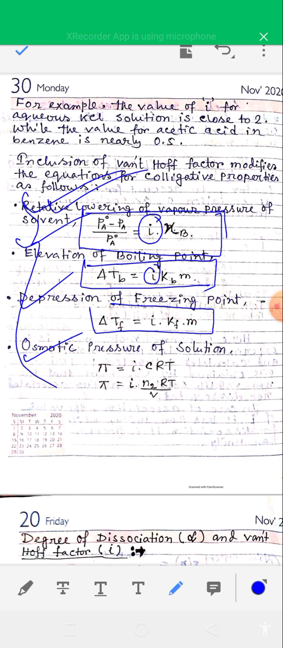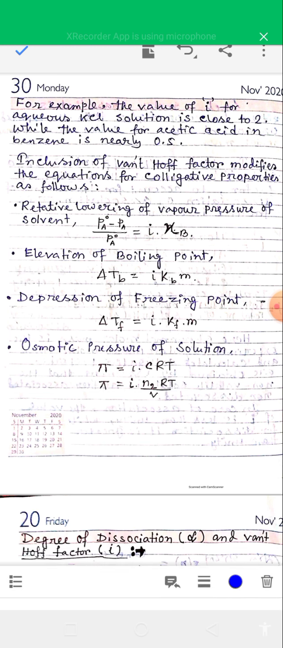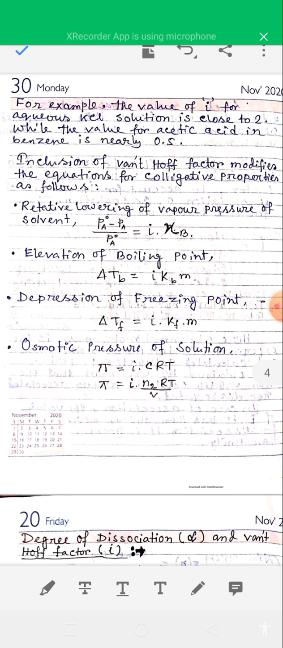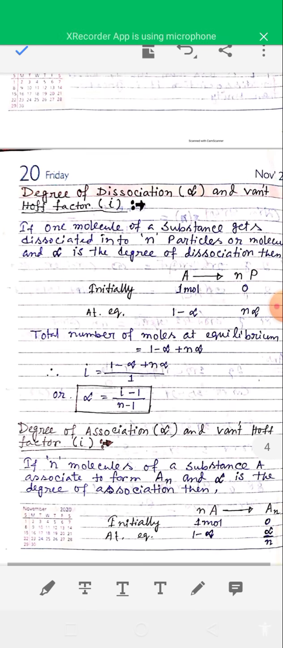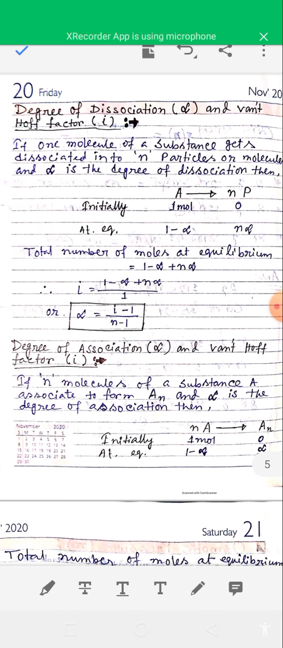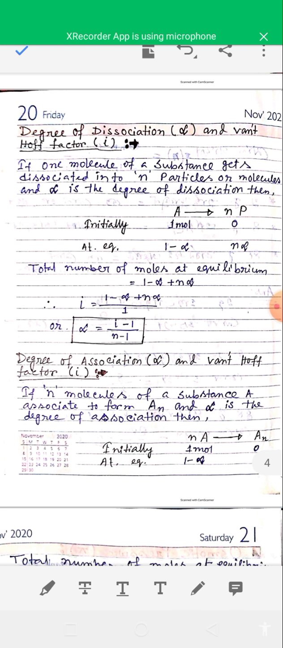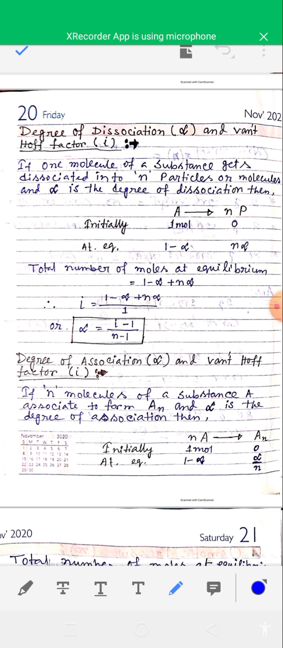But for non-associative, non-dissociative solute, the formulas are (Pa naught minus Pa) by Pa naught is equal to Xb, or delta Tb is equal to Kb into m, delta Tf is equal to Kf into m, pi is equal to CRT. Now you have to know how to calculate the Van 't Hoff factor, or what is the relation between the degree of dissociation alpha of a dissociative solute and the Van 't Hoff factor i.